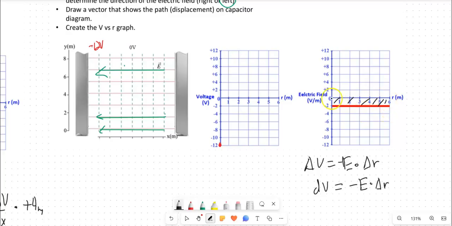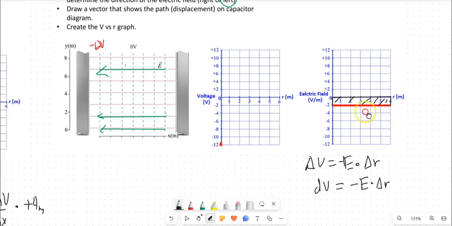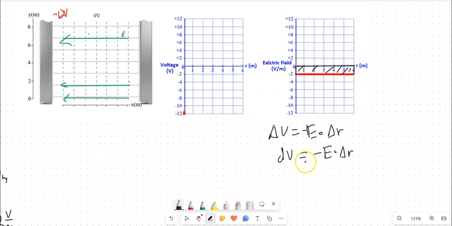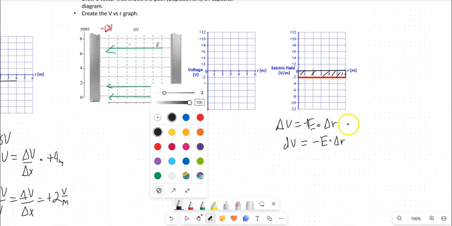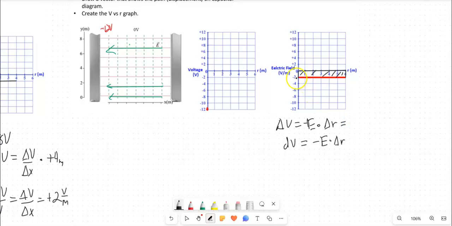What shape do you see? What is this shape from here that I'm outlining right here? What shape do you see? Triangle, square, rectangle. What do you see? Rectangle, right? So this is the electric field. So I'm going to fill this out a little bit. So this is the electric field. So this is negative E, which is going to be negative 2 volts per meter.